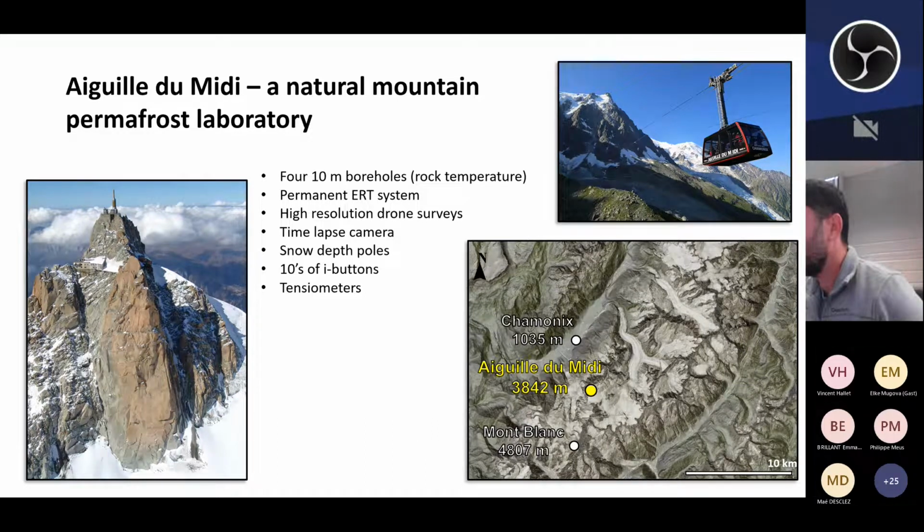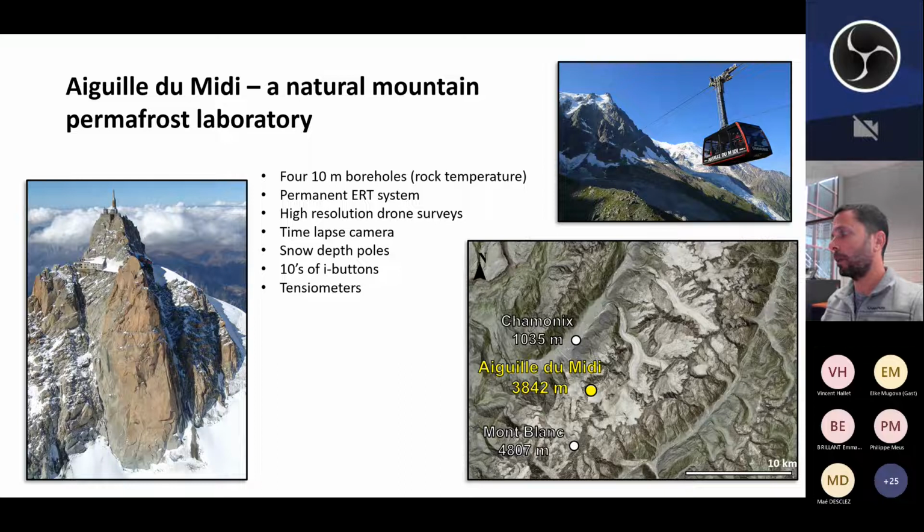And where we work is a place called Aiguille du Midi, which is, I think, very famous. It's a pillar above the valley of Chamonix, just below the Mont Blanc mountain in the French Alps, and for us, it's like the perfect natural laboratory. It's very steep, extreme permafrost. It's 3,800 meters above sea level, so it's very cold. But it's also very accessible.